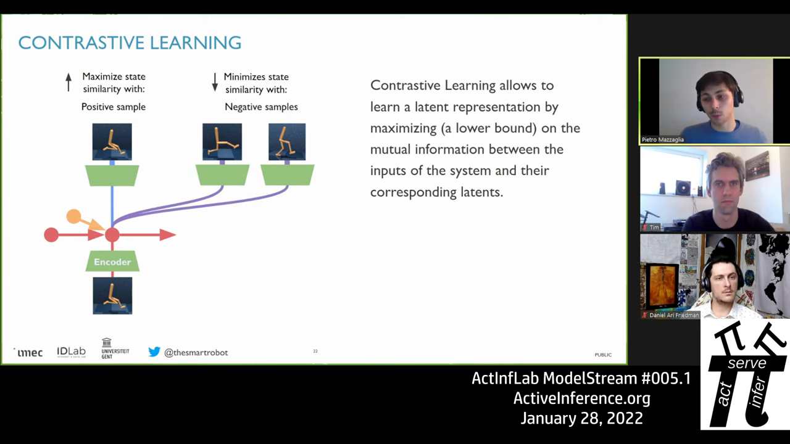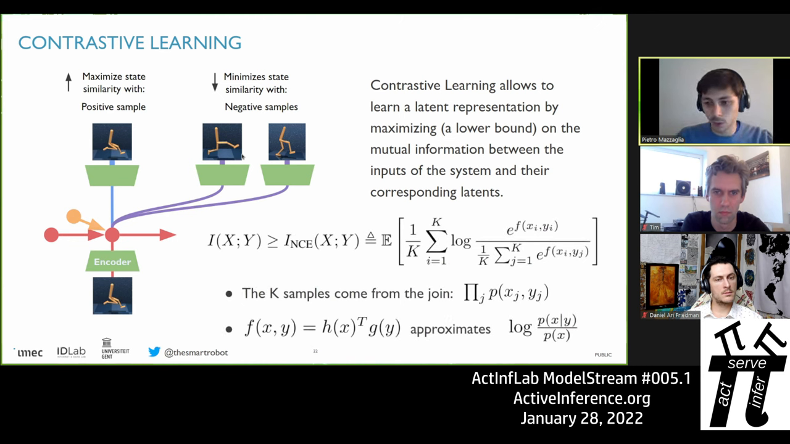With contrastive learning, what we try to do, as I said, is to maximize state similarity with the correct and corresponding observation, our positive sample, while minimizing it with the others. This means, again, that we want to maximize the mutual information between the positive sample and the corresponding state, and minimize the information with the negative samples. This can be written like this. The noise contrastive estimation, NCE, that's the abbreviation, basically provides a lower bound on the mutual information.